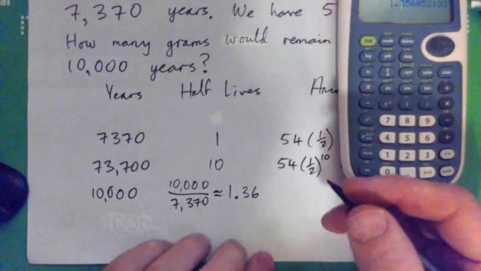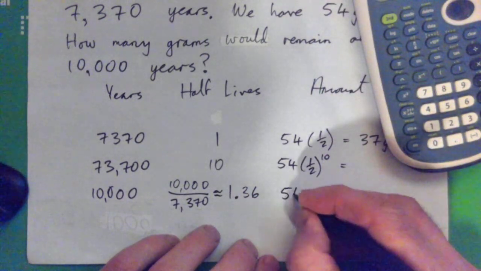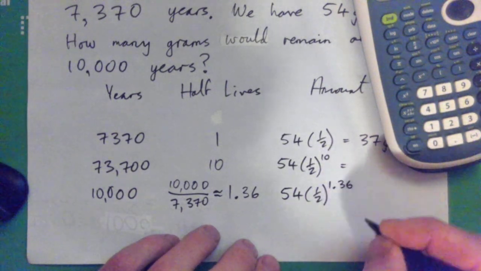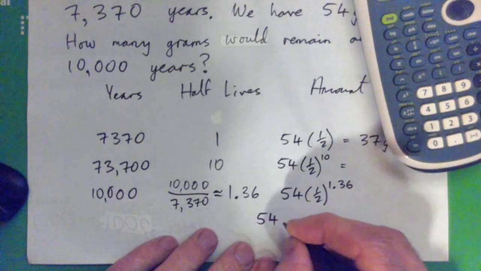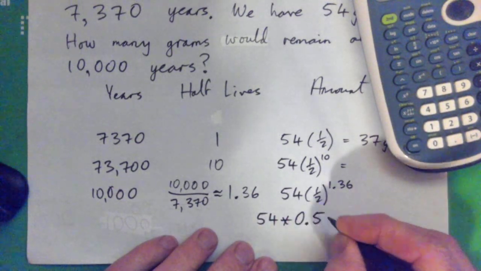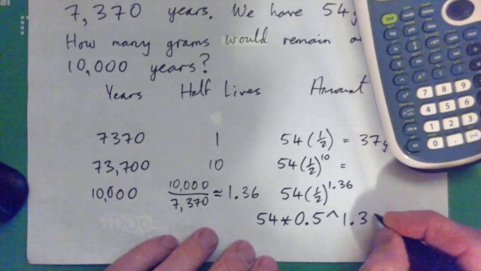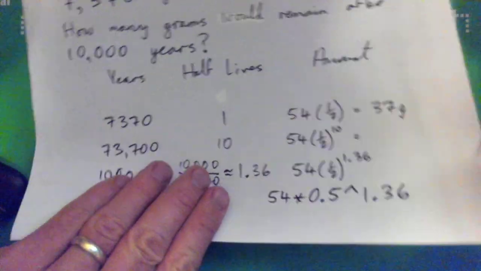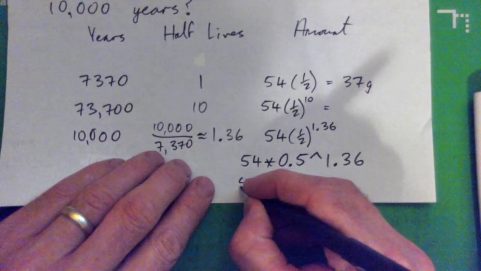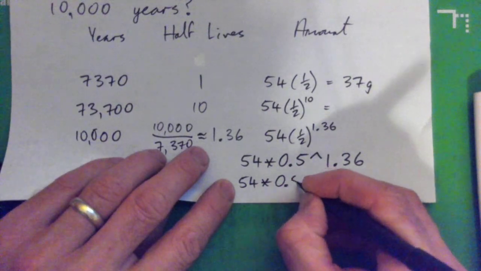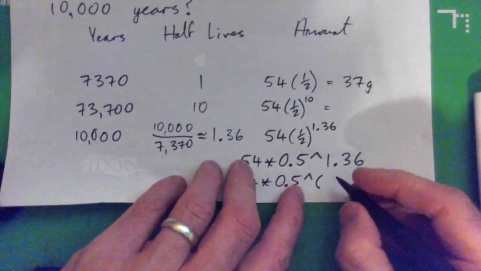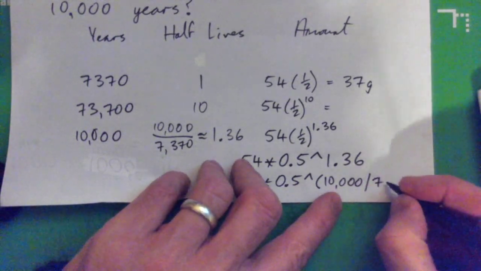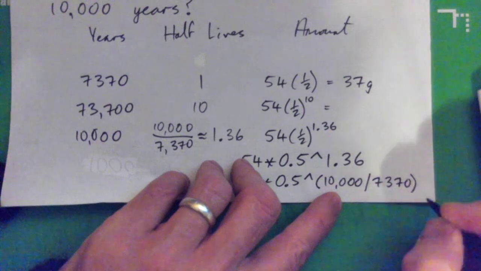Okay, and so your formula is 54 times a half to the power of 1.36. In a calculator, 54 times 0.5 to the power of 1.36. And if you wanted to be super accurate and not have any errors at all, you would go 54 times 0.5 to the power of parenthesis 10,000 over 7370, and that will give you it.